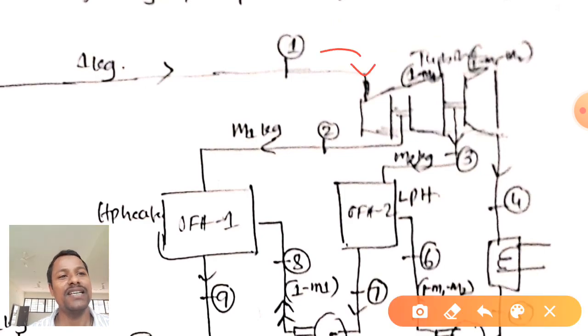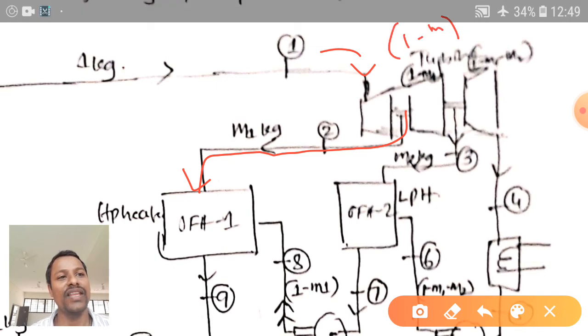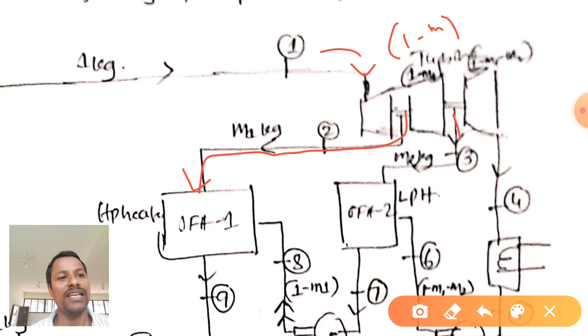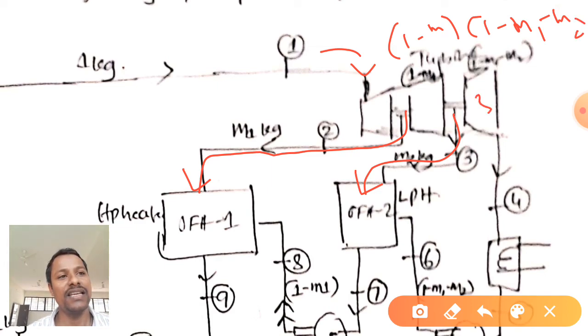So now, 1 kg enters here, and at point 2 I am drawing m1 kg into open feed water heater 1. Then again from 2 to 3 it undergoes expansion, but the mass is 1 minus m1 kg here. Then at point 3 I will draw m2 kg for open feed water heater 2. The remaining mass, that is 1 minus m1 minus m2, will expand in stage 3, and then it comes out at state 4.